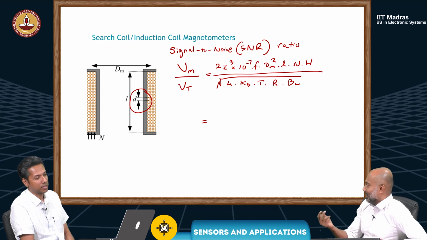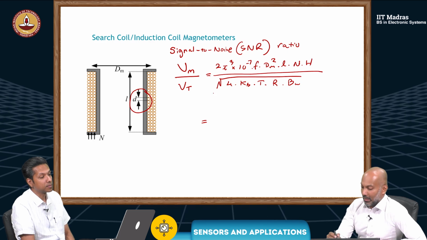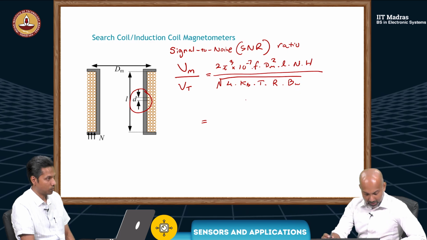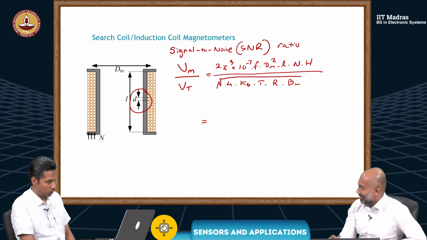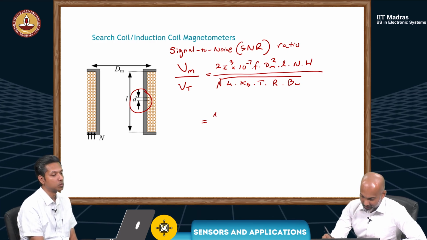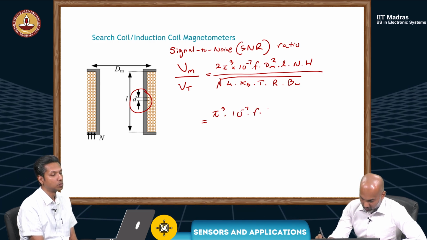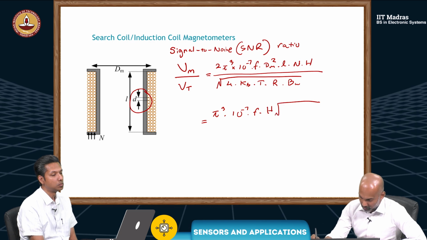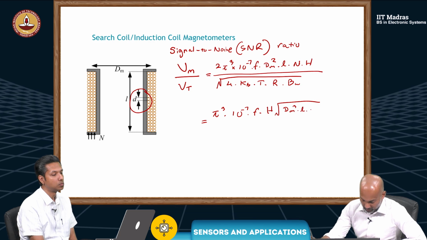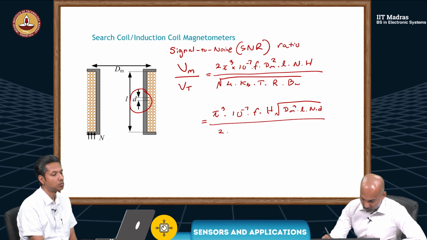Yes, magnetic permeability of free space, and then you get something like this. And then Vt is what we just talked about, right? 4 kB T R times bandwidth. And then you can cut some symbols out, right? Get pi cubed times 10 to the minus 7 F H square root of DM cubed times L times N times D divided by 2.